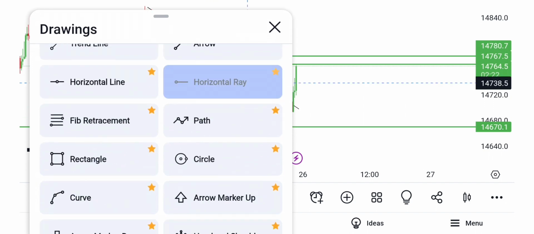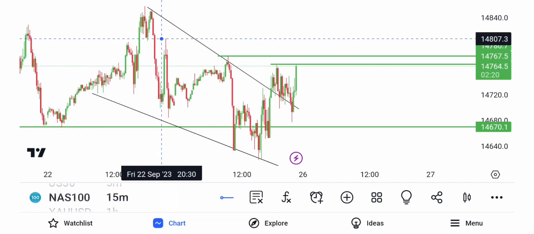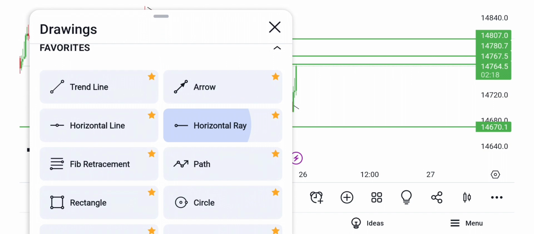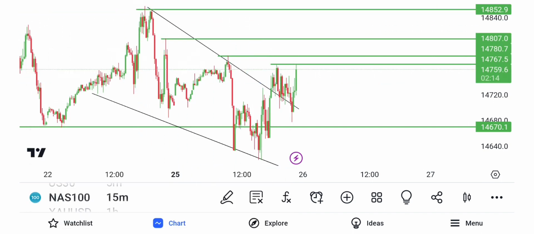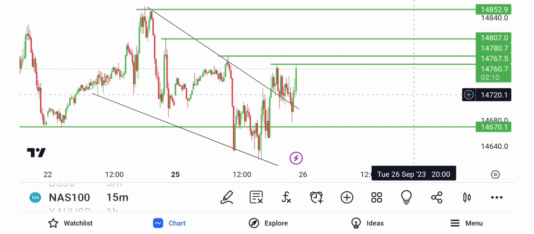That's our take profit 2. Then we have our take profit 3, and then we have our take profit 4. This is the only way you can make money on Nasdaq. Now listen to me carefully. I'm only gonna say this once and never again.